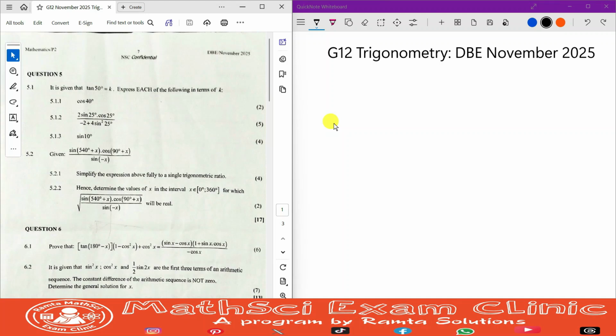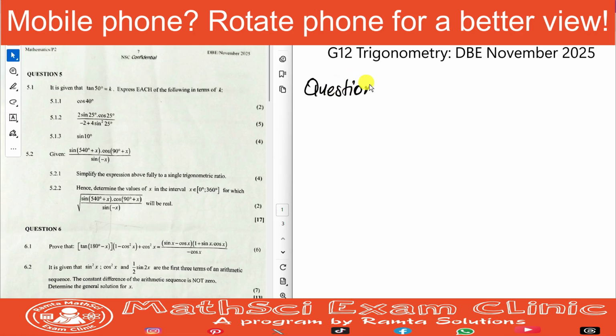Hello guys, in today's grade 12 mathematics trigonometry exam clinic, we're looking at a question paper from the Department of Basic Education's Mathematics Paper 2 of the November 2025 examinations. So question 5, let's see.